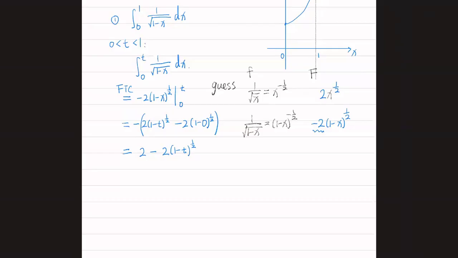Okay, now let's see what the limit is if t goes to 1. Okay, two. Sophia, what? Two. Okay, yes. So if t goes to 1, 1 minus 1 is 0. So this converges to 2.